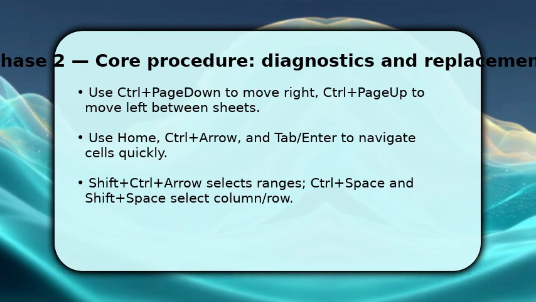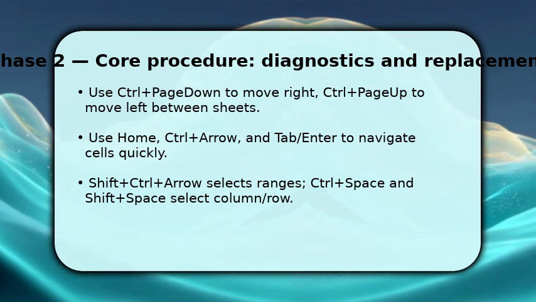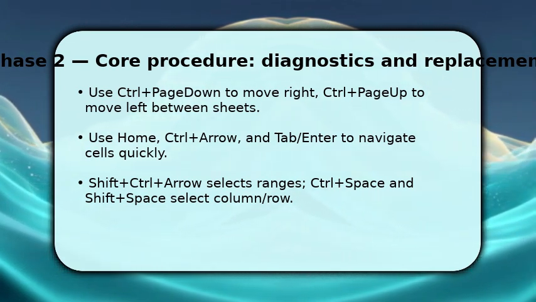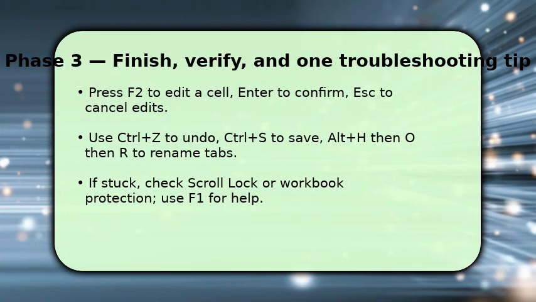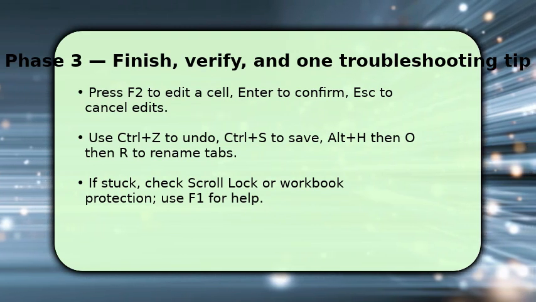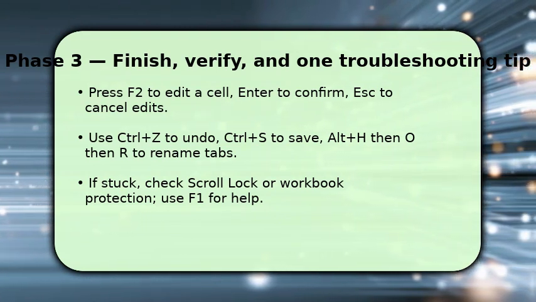Selecting a column with Ctrl plus Space or a row with Shift plus Space helps for whole line edits. You edit cells with F2 to enter edit mode, then press Enter to confirm or Esc to cancel. That keeps edits keyboard only.